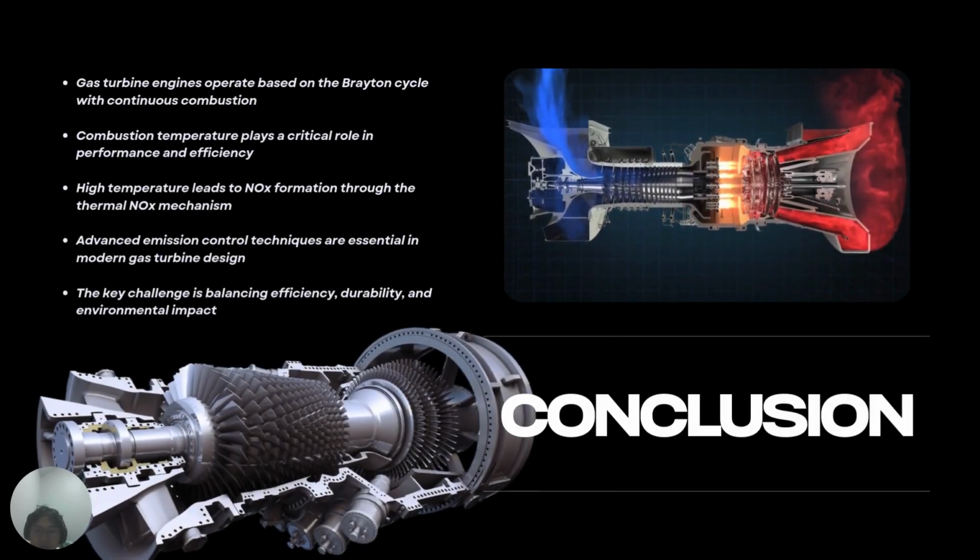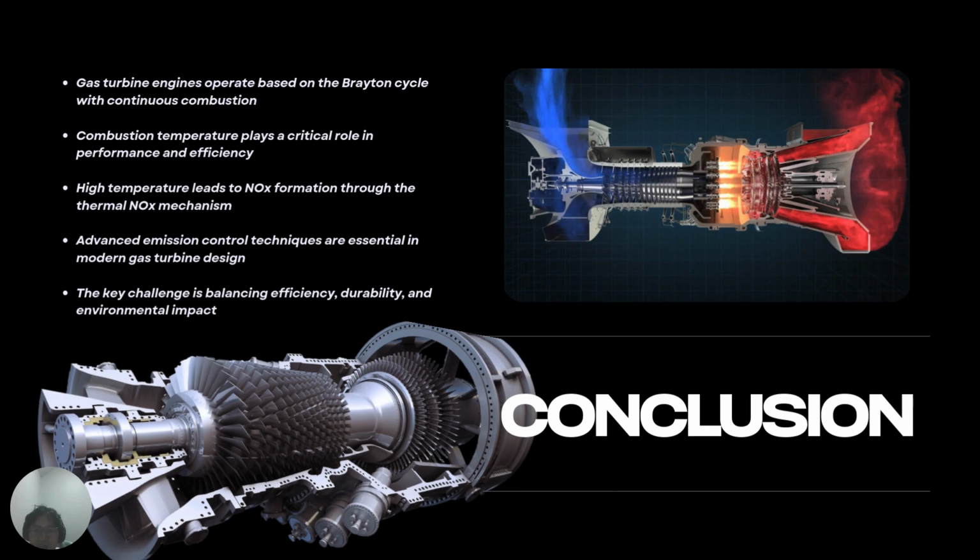In conclusion, gas turbine engines operate based on the Brayton cycle and continuous combustion. Combustion temperature plays a central role in determining both efficiency and emission levels. While high temperature improves performance, it also increases NOx formation through the thermal mechanism. A modern gas turbine design must carefully balance efficiency, material limitations, and emission regulations to achieve sustainable operation.